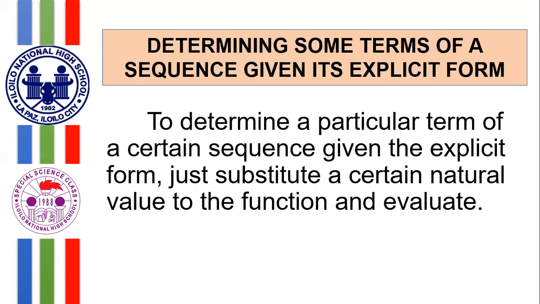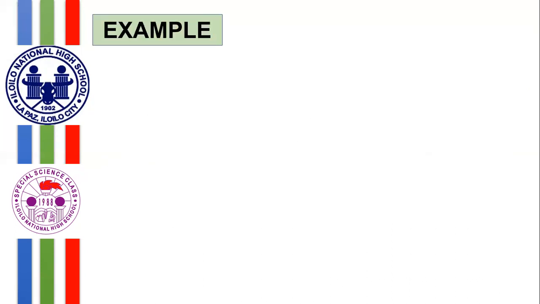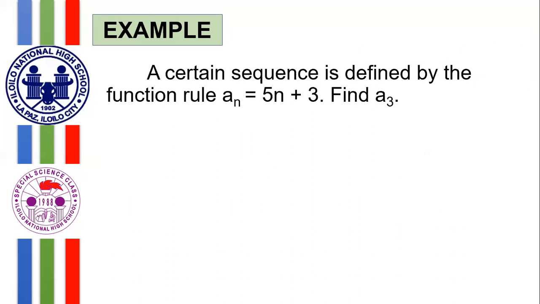To determine a particular term of a certain sequence, given the explicit form, just substitute a certain natural value to the function and evaluate. So if you are given this type, usually what you have to do is substitute a certain natural number, and all you have to do is simplify that expression until such time that you have the desired answer. For example, a certain sequence is defined by the function rule a sub n equals 5n plus 3.